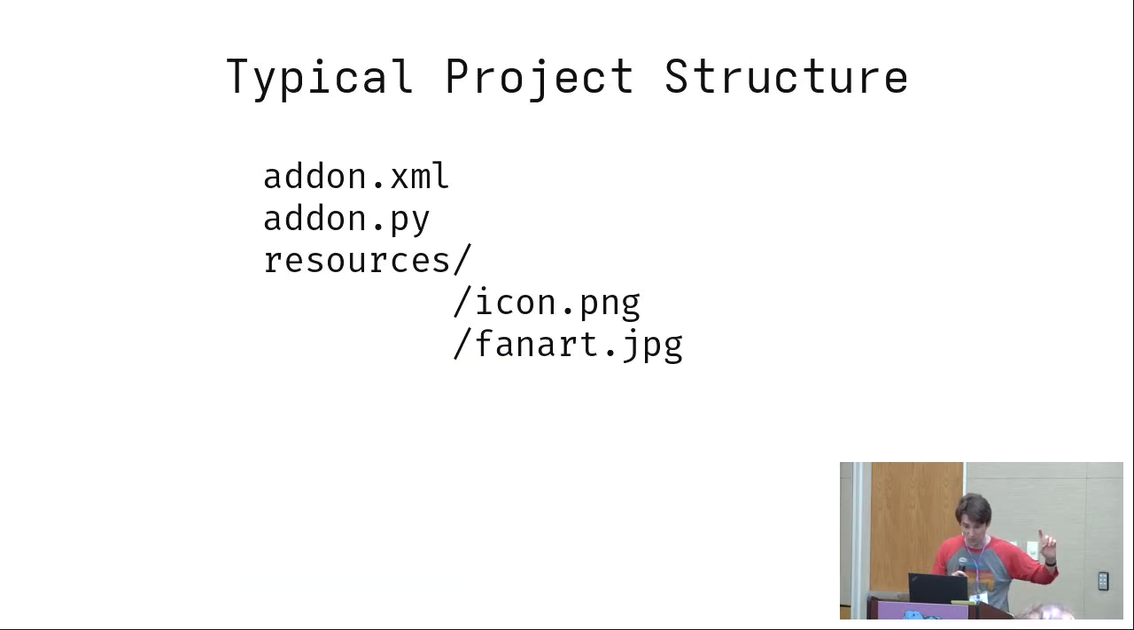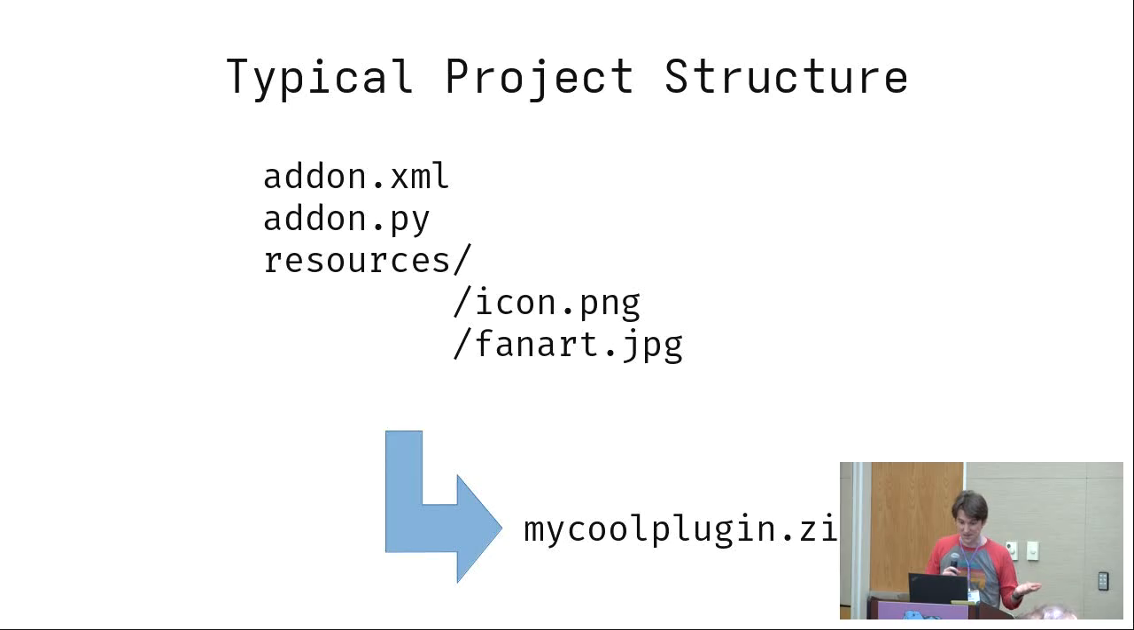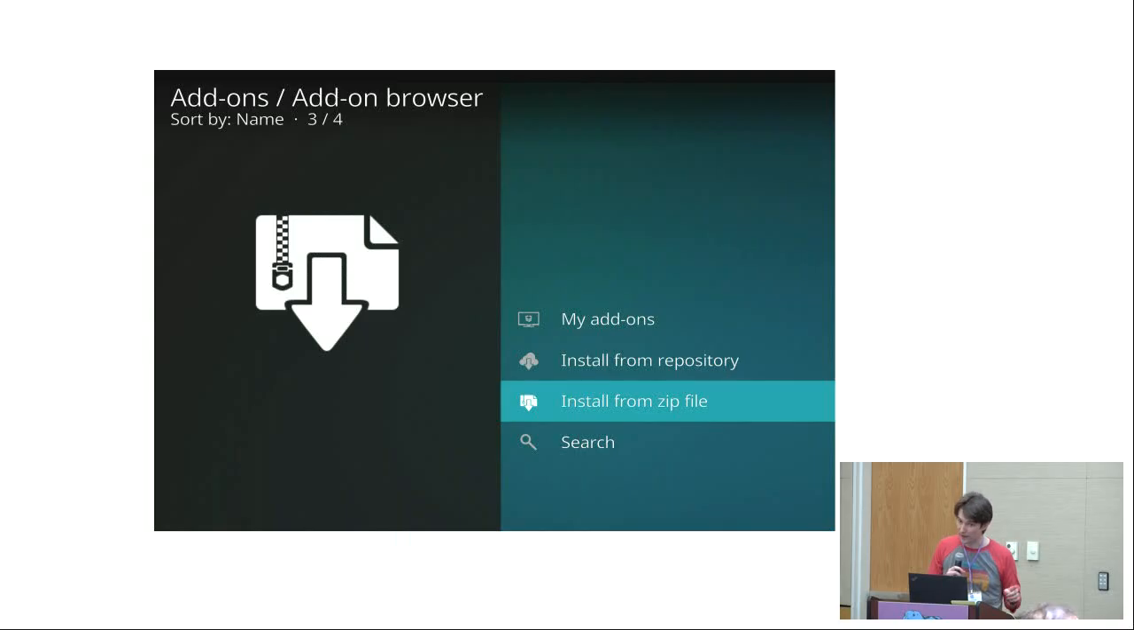Okay, so writing your own add-on. Here's your typical add-on structure. It always starts with addon.xml, which we'll talk about in a second. We also have the Python script, and then usually a directory of resources, so icons and sounds and whatever's in resources. You can also put Python files in resources. These all get bundled into a zip file, and then somewhere in the Kodi menu system, there's a way to install from zip files. So you can install that.